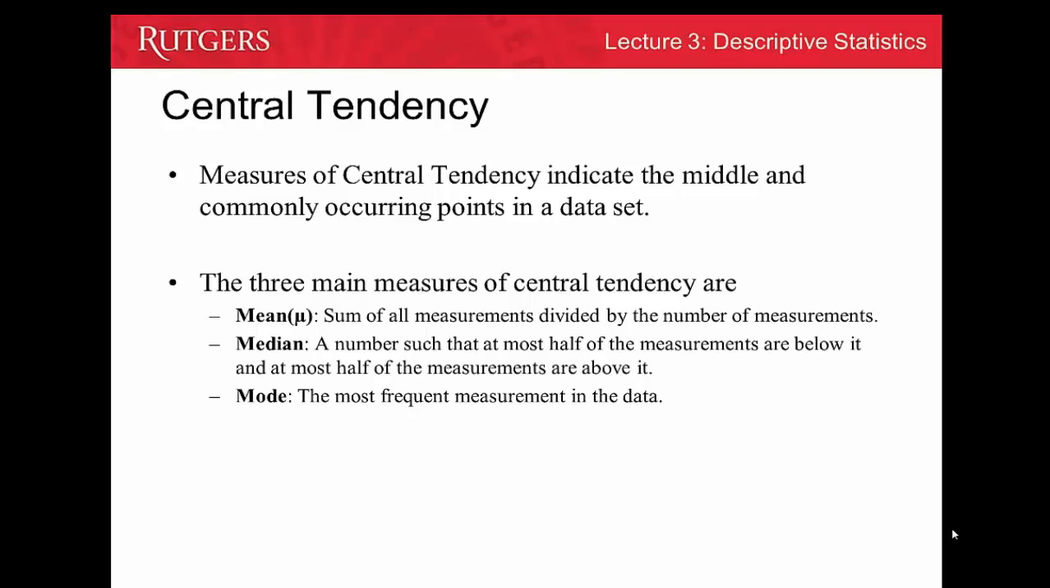Okay, the second type of descriptive statistics for the quantitative data is called central tendency. This descriptive statistics is used to indicate the middle and commonly occurring points in the dataset. There are three main measures for the central tendency. These are mean, median, and mode. Mean is the sum of all the values divided by the number of the values in the dataset, which we can also call the average.